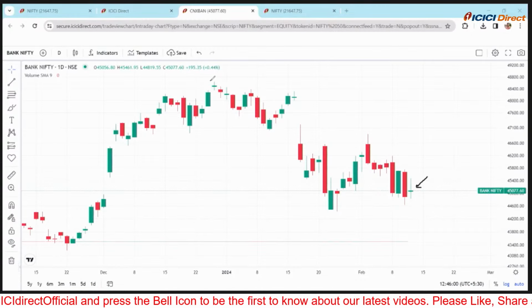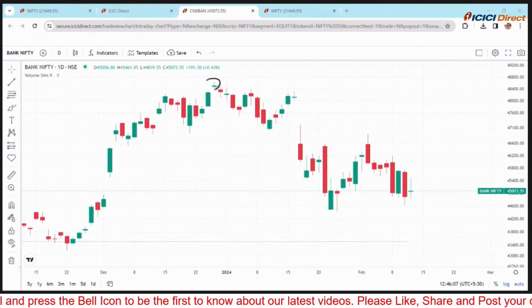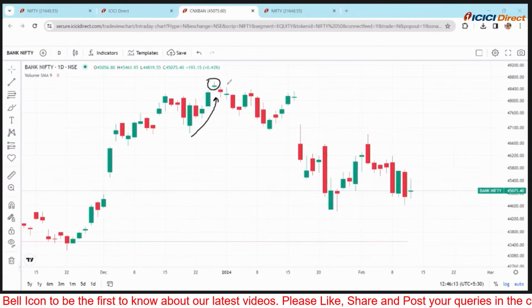Okay. Can we say that this is an indecisive doji? This is an indecision candle. Doji is made here. We had an uptrend, but here there is indecision. So there is an indecision in the market, where buyers and sellers don't know what is happening.